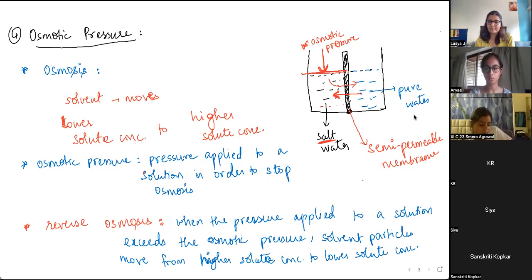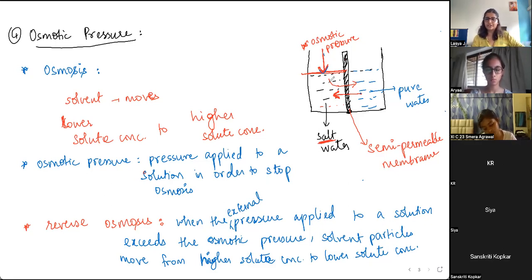Wait, so here it's not talking about osmotic pressure. This pressure that we are applying is the external pressure. So the external pressure we apply, if that exceeds the osmotic pressure, like suppose... But if osmotic pressure exceeds osmotic pressure, that doesn't make sense. No, it is the random pressure that we are applying.